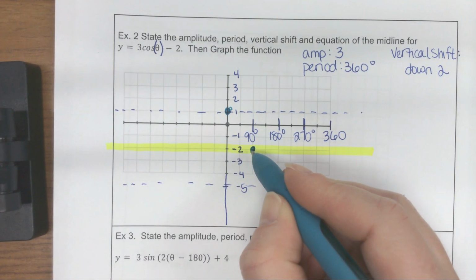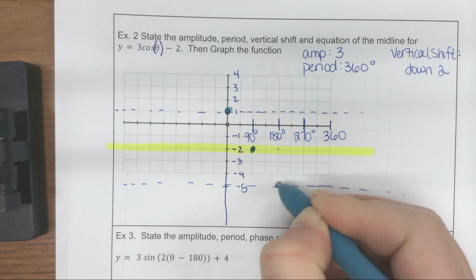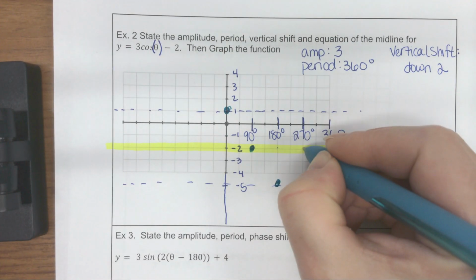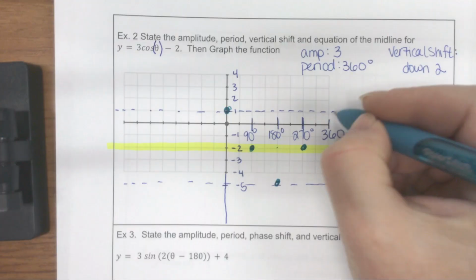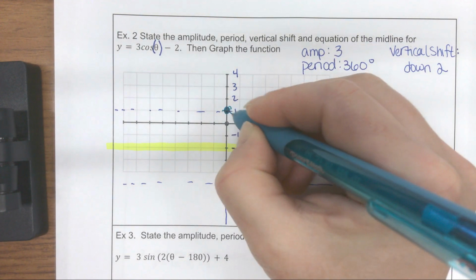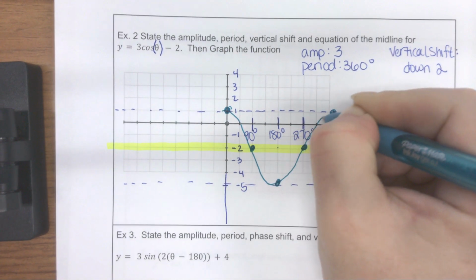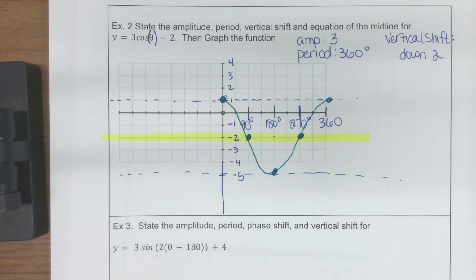Then it's going to go down to its minimum. So now it's going to go down to -5. It's going to come back up to the midline. And then up to its top. So the cosine curve looks like that. Okay. How we doing? You're all quiet.